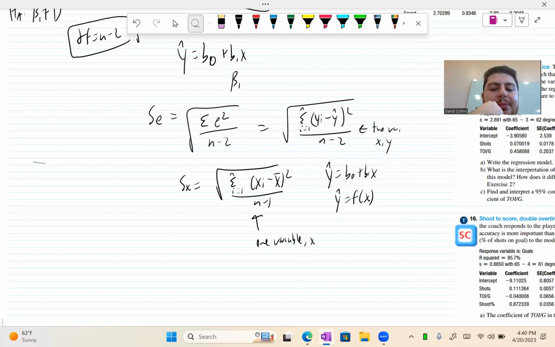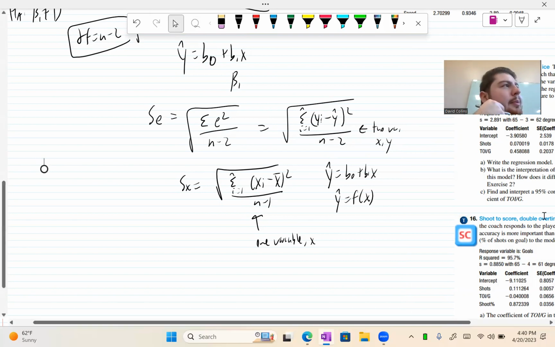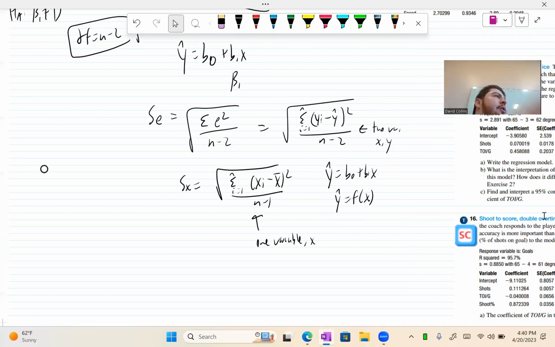No, n is not a variable because it's just a number. For each problem, it's fixed, right? Because you're going to know how many data points there are. Yeah, n is always the sample size. This is just some intuition behind why it's n minus 2.